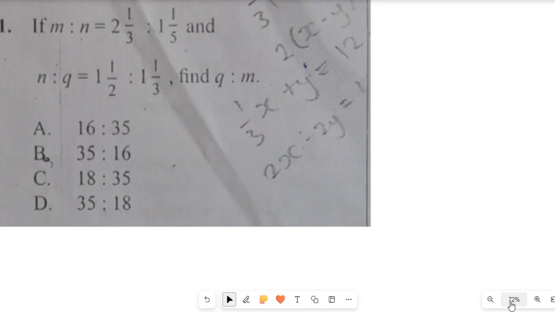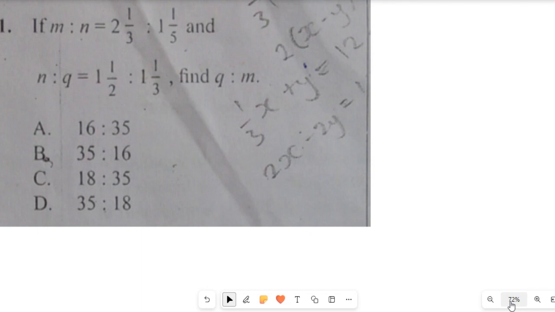In this video, you will learn how to solve this West Africa Examination Council SSCE Objective Question 11, which was set for 2023. The question says if m ratio n is equal to 2 1/3 ratio 1 1/5 and n ratio q is equal to this, we are asked to find q ratio what?